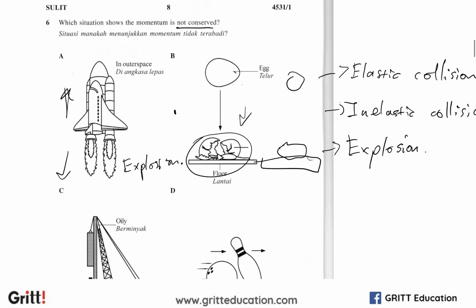Remember the key point for it to be considered an inelastic collision: it must still maintain the mass and the overall volume. It is allowed to change shape, but it is not allowed to change its mass or its volume. For this egg, it breaks completely, it has totally destroyed its form. So B is the answer because it's not an elastic collision, it's not an inelastic collision, and it's also not an explosion. So the answer should be B.